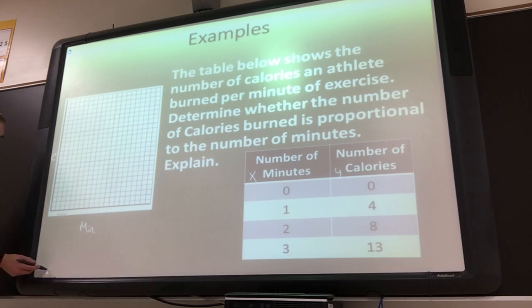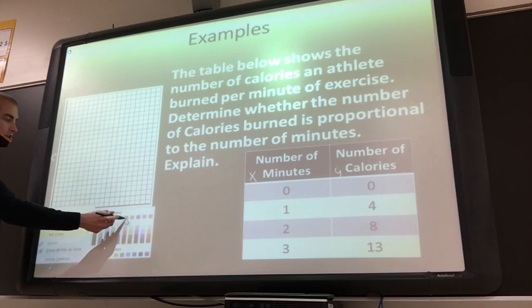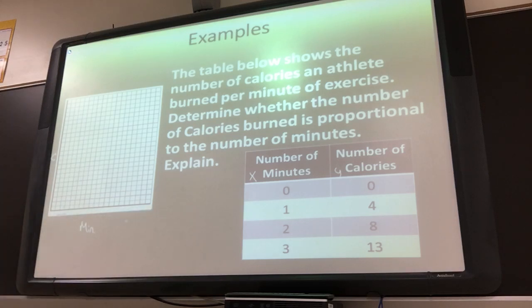Then we graph our 4 points. First of all, do we know already something about this? Look at one of those points. 0, 0. Yeah, so is it going to go through the origin? So now we've got to see if it's going to be a straight line. So graph those 4 points. Now because the graph is smaller, it might be hard to see.